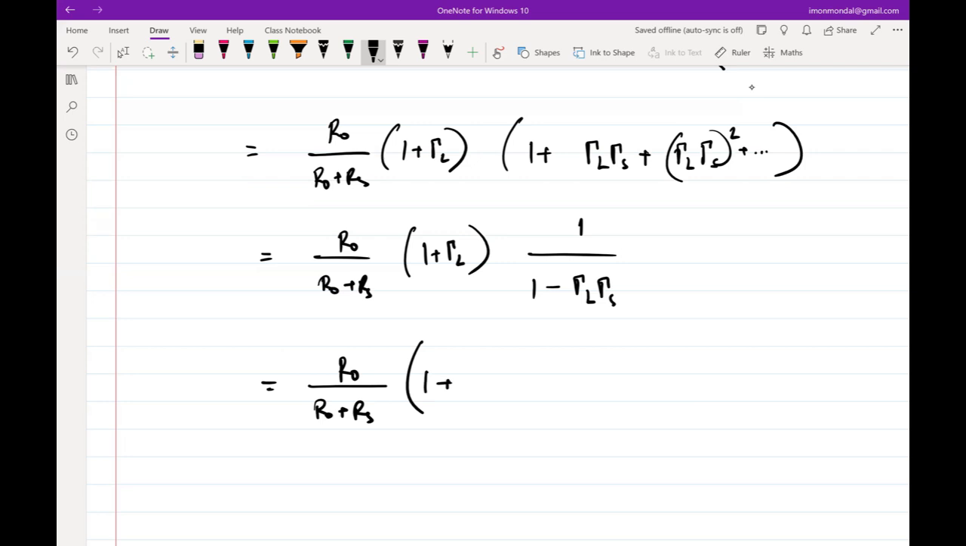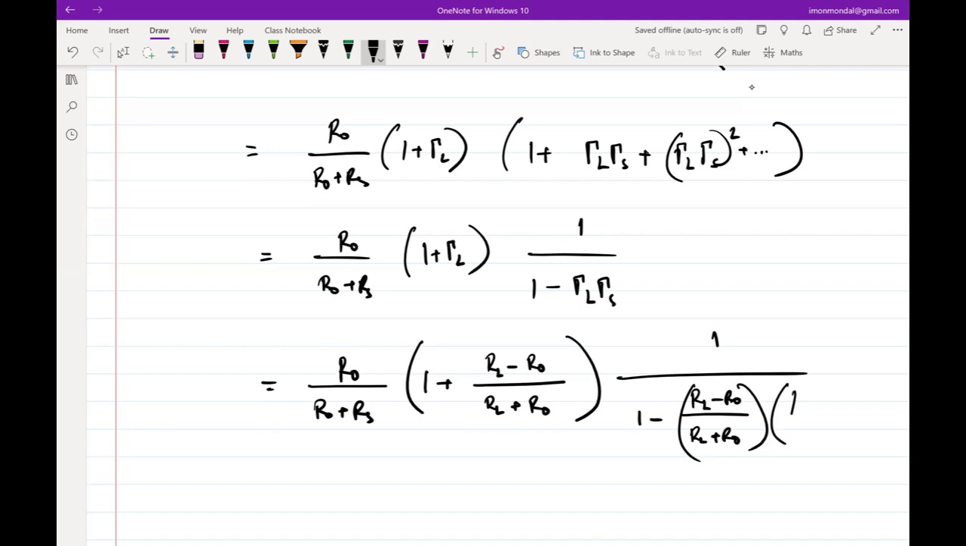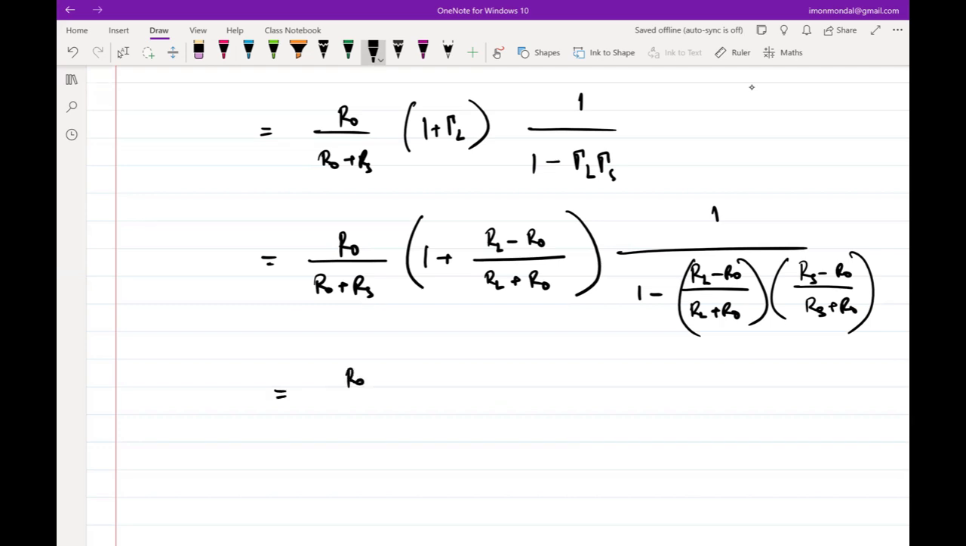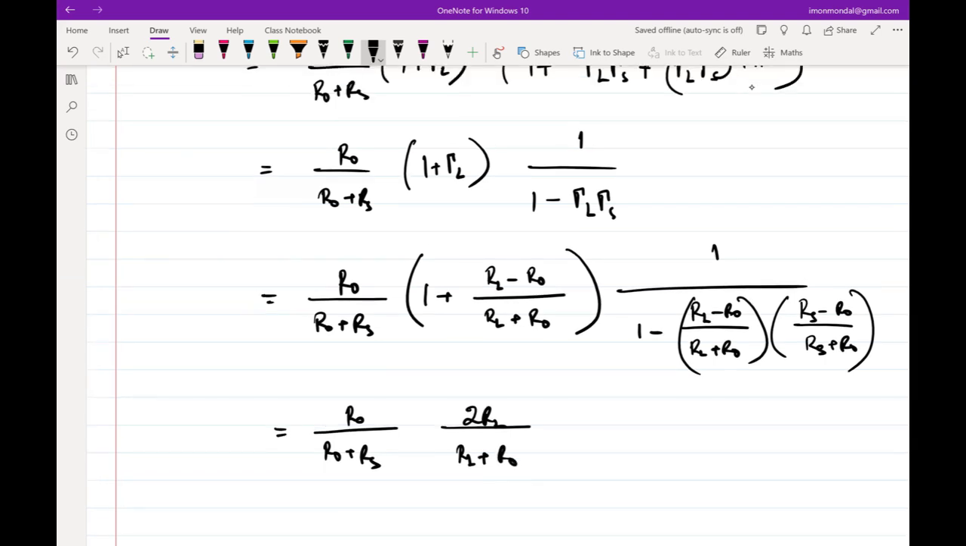So 1 plus gamma L is essentially RL minus R naught by RL plus R naught, and this becomes twice RL by RL plus R naught. And this becomes on the numerator RL plus R naught, RS plus R naught.